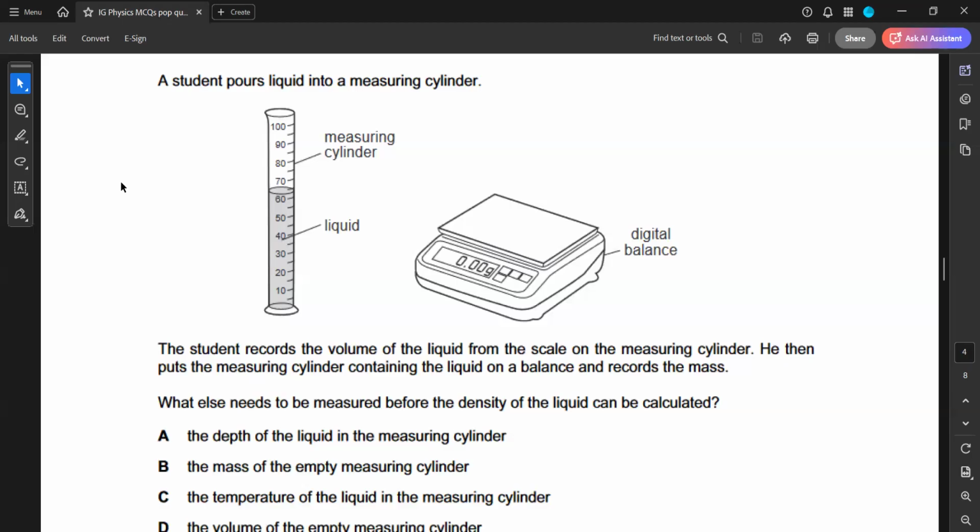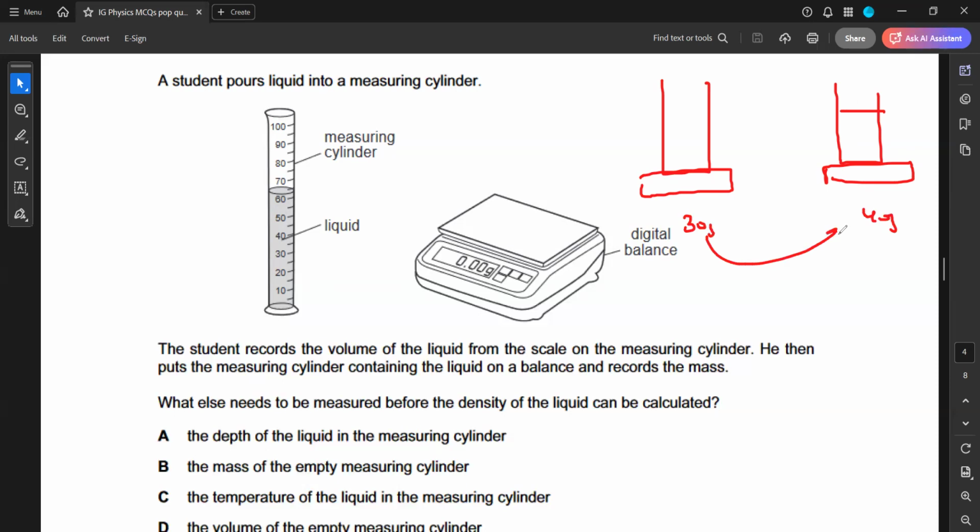Look, when we calculate the density of the liquid, I should first measure the mass of the empty measuring cylinder. Then I should measure the mass of the filled one. And after taking the difference, like let's say the empty was 30 grams and the filled is 40 grams, the difference is the mass of the liquid. So 40 minus 30 is equal to 10 grams.